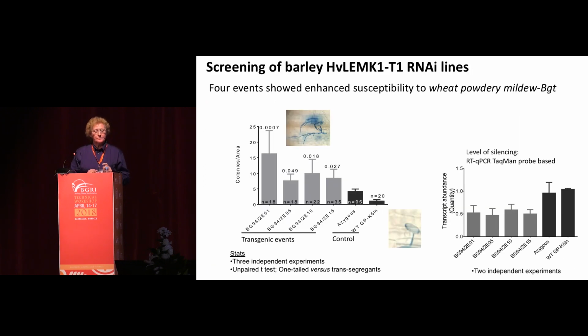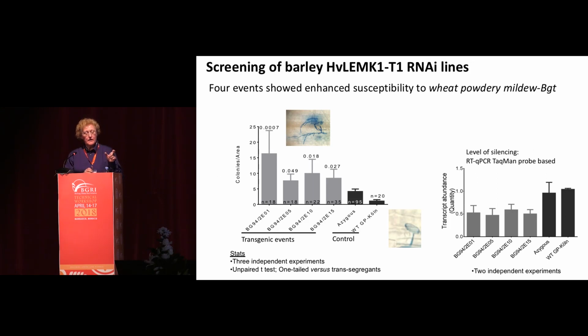Patrick and his group went on to make stable barley transgenic lines, where he'd introduced a silencing construct. So now we'll come back to silencing the barley gene LenK1 stably in barley, and then testing these lines with wheat powdery mildew.